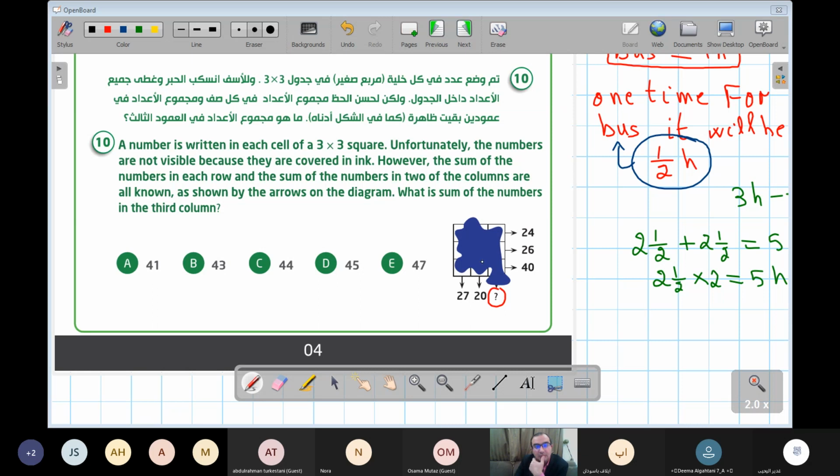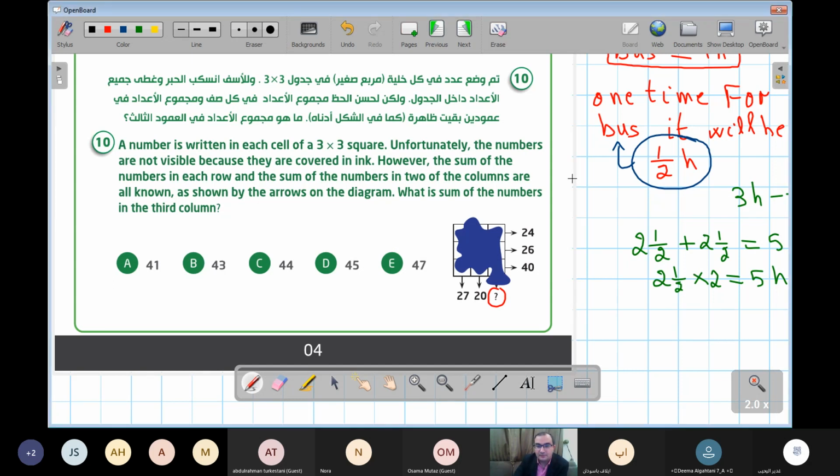Is there anyone else? Of course, we're gonna wait, Noura. Just a minute, Osama. Just a minute, okay? For the others, is there any idea? Maha, Jude, Ilaf is new, Muhammad.